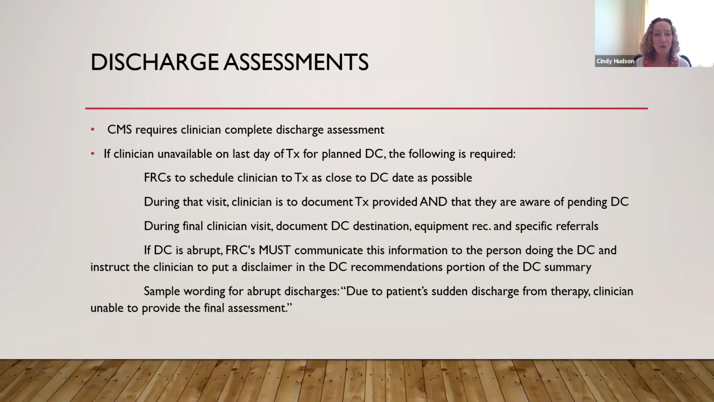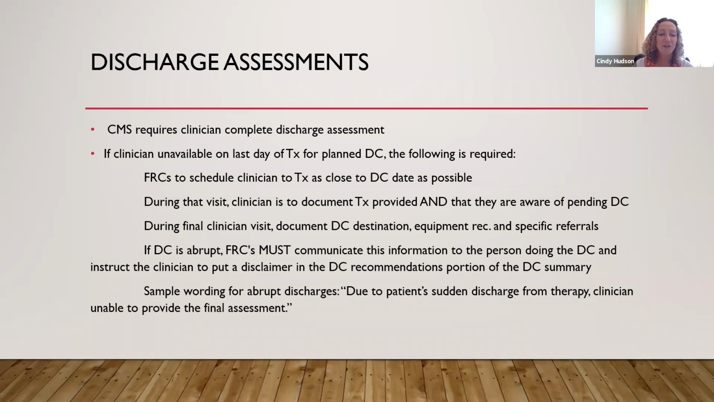That way we have documentation that the clinician was aware of the pending discharge and agrees with whatever gets documented on that discharge summary. But remember, that summary might be written after the person has gone, so we want to make sure we have absolutely transparent information that the clinician is involved and aware of everything related to that person's discharge: equipment, discharge destination, referrals, that type of thing. However, we know that sometimes those discharges come up rather abruptly, and in those situations, the FRCs must communicate this information to the person doing that discharge summary.